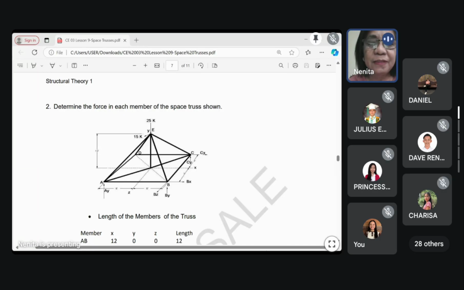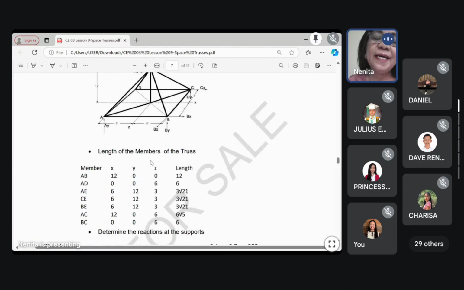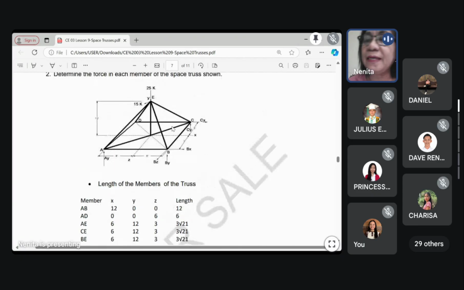So it seems that this is already detailed, similar with what we did in number 1. We determine first the length of the members. So with the given length of the members, we determine the components of the length in terms of X, Y, and Z. Take note of the orientation, asa dapit ang kanyang X, asa dapit ang kanyang Y, at asa dapit ang kanyang Z. And take note that in your example, there is no given type of support, pero inihatag na niya ang mga unknown reactions.